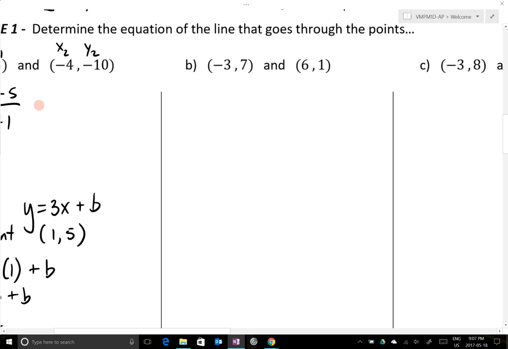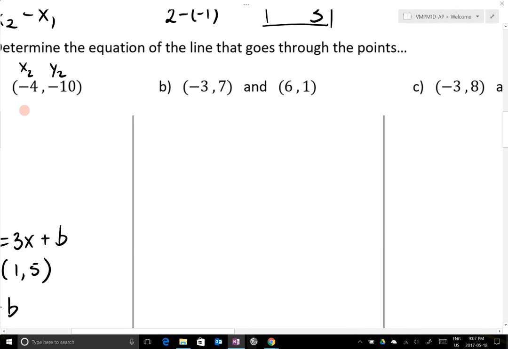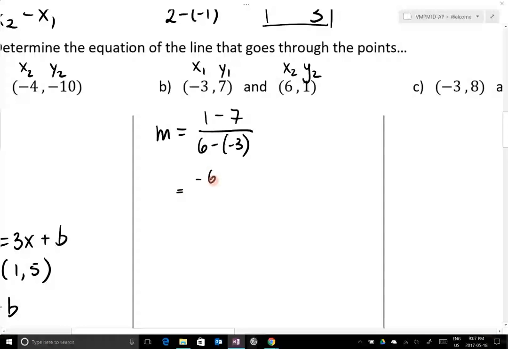Let's try another example. -3 and 7 and 6 and 1. Here I'm going to make this one x1 and y1, and this one is x2 and y2. Using the slope formula, find the slope. y2 minus y1, so 1 minus 7, divided by x2 minus x1, 6 minus -3. 1 minus 7 is -6. 6 minus -3, the double negatives make me add these two numbers together, so 9. And -6 over 9 in lowest terms is -2 over 3, and there's my slope.